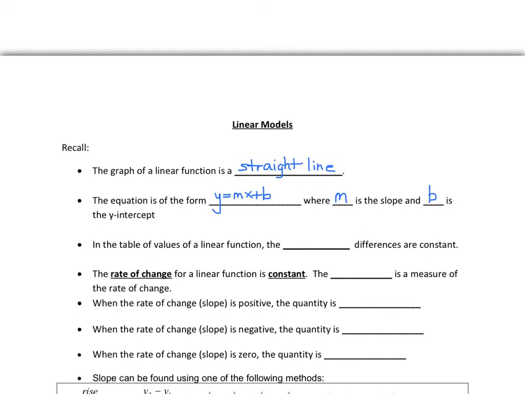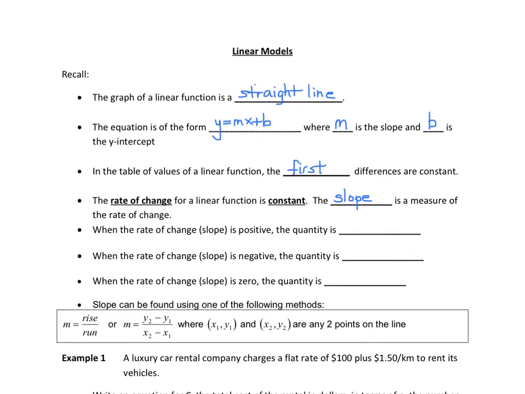In the table of values for a linear function, we know that the first differences are constant, meaning the difference between each successive pair of y values would be the same. The rate of change for a linear function is constant, and the slope is a measure of that rate of change. So slope and rate of change mean basically the same thing.